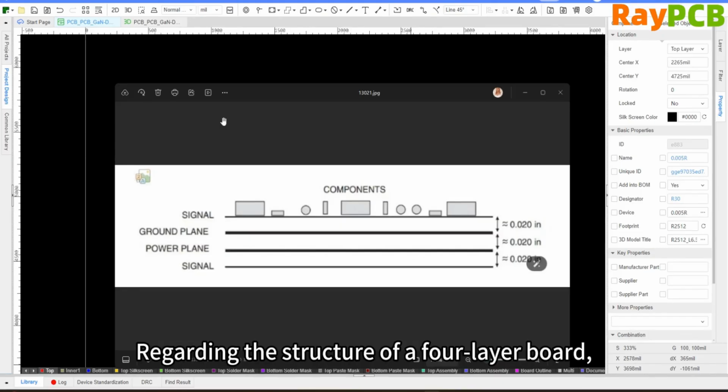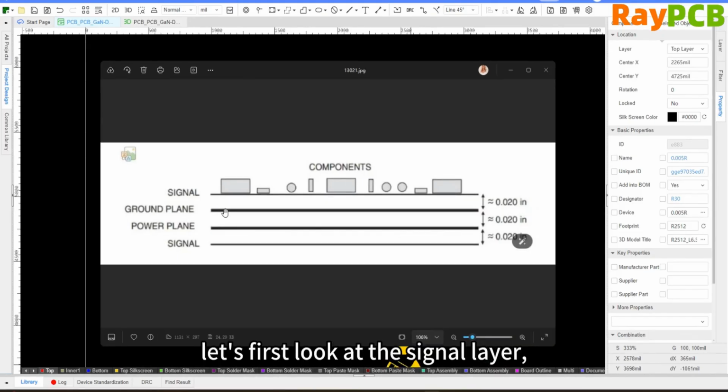For the four-layer board structure, let's first look at the stack-up. Signal, GND as a plane, power as another plane, and then signal again. This forms a four-layer stack-up structure.